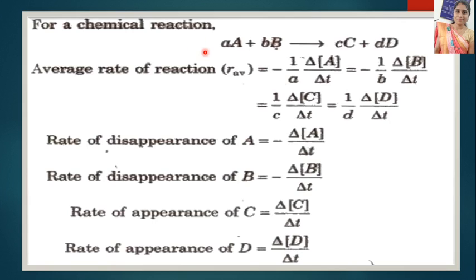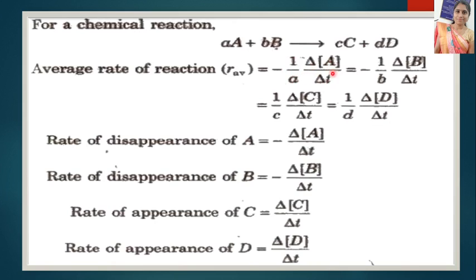For any chemical reaction, say a moles of A plus b moles of B gives c moles of C plus d moles of D, the average rate of reaction, R average, is given by minus 1 upon a, delta A upon delta t. Minus 1 upon a is the stoichiometric coefficient, and the minus sign indicates the decrease in the concentration of reactant as the reaction proceeds.